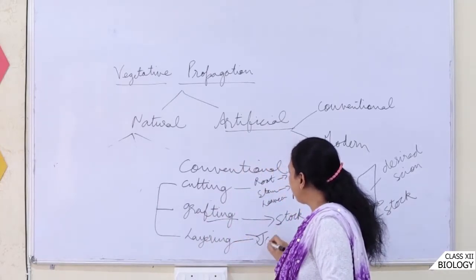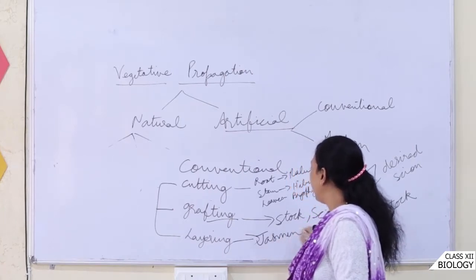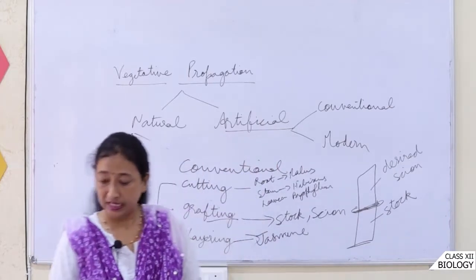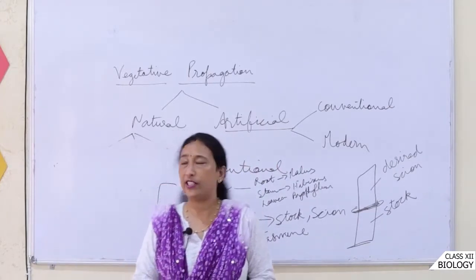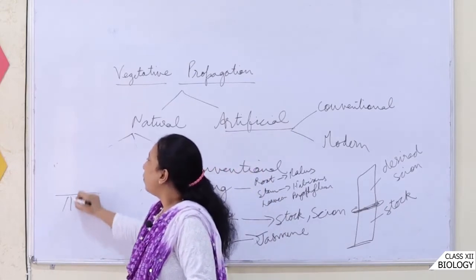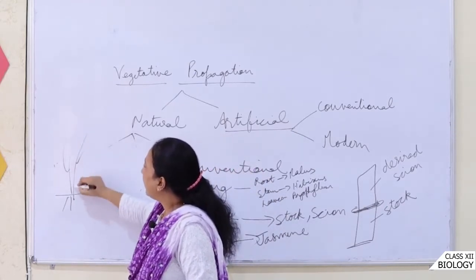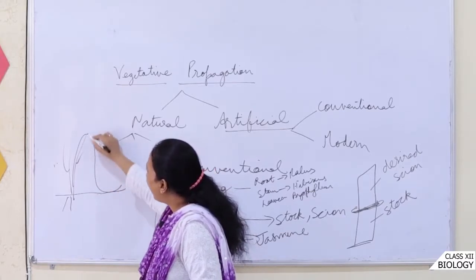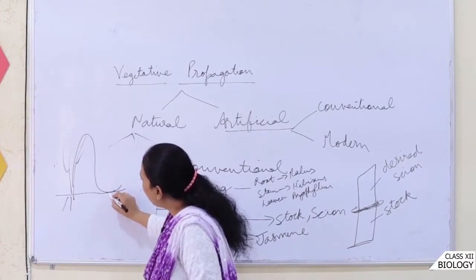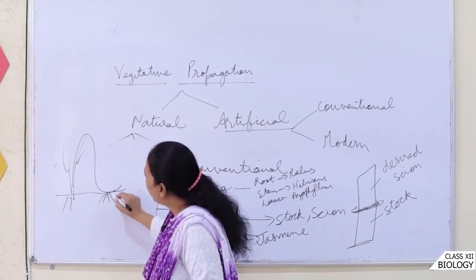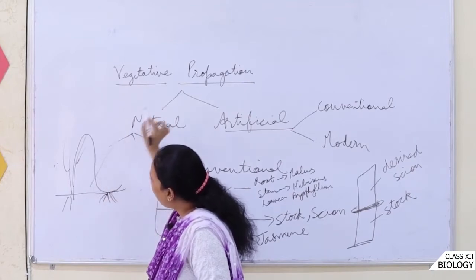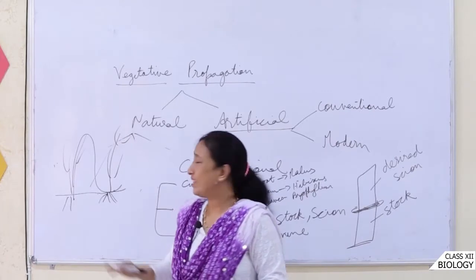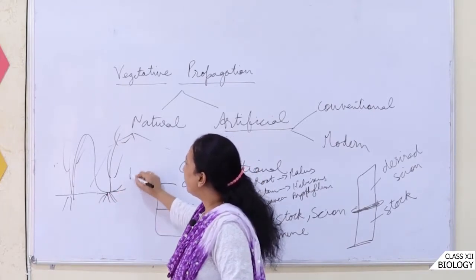We are seeing it in the jasmine plant. What we see in the jasmine plant is that if the plant is placed in the soil and allowed to grow, then it gives rise to a stem, a branch, which will come and attach with the soil over here, and then the roots will emerge. Now, if we cut the plant from here, this plant is capable of giving rise to a new plant. This is by the method of layering.